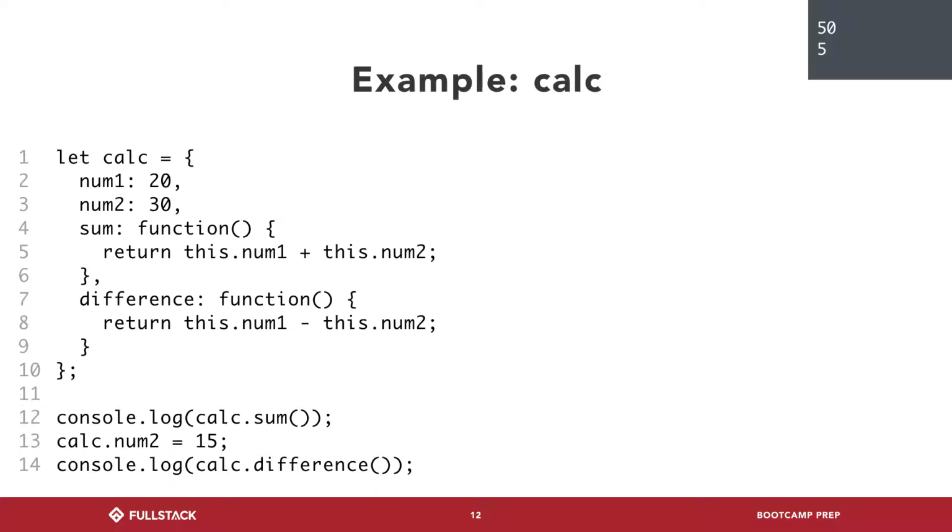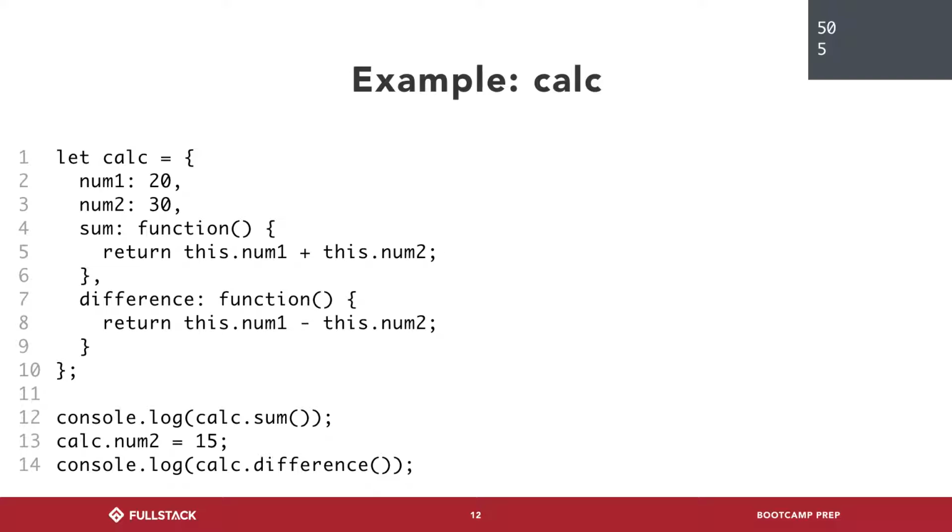And here what we do is we do calc.sum, right? We invoke sum, and we say what's this.num1, which is 20, plus this.num2, which is 30. So we get back 50, and we console log that 50 out here. Notice how here on line 13, we reset num2. We say calc.num2 equals 15 now. And so now when we run calc.difference, this.num1 is 20, this.num2 is now 15, right? So every time we invoke that function and we say this.whatever, at that point we look to the object and say, what is your latest value of whatever this key is, right?